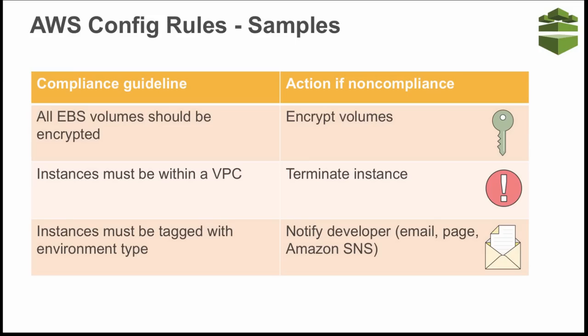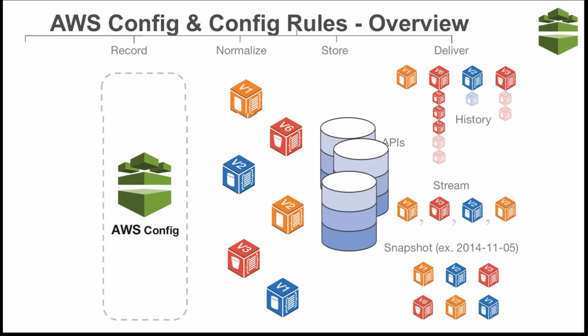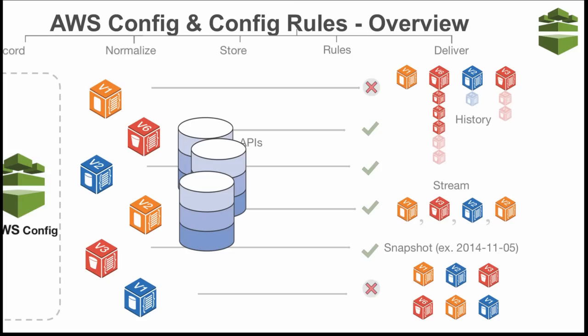So if we take a look, previously this was what we had with AWS Config. And now we're going to take a look at the fifth element of what AWS Config and Config Rules offers you, which is ultimately, once we've recorded those, we've normalized them and we've stored those changes for you, the rules are there to trigger events and actions against those changes that are happening with your environment.